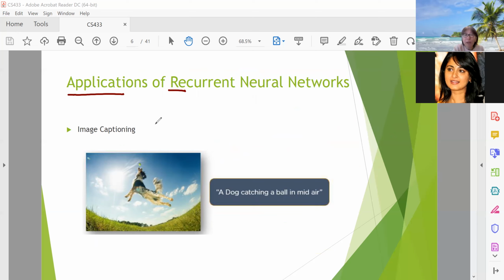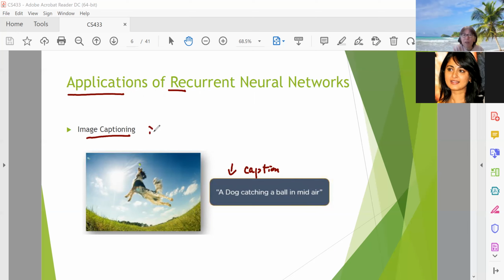One application is image caption. Image caption is where you have an image and a caption, a sentence describing what the image is. In this case, it's a dog catching a ball in mid-air. Later on, we will also see various different types of recurrent neural network.